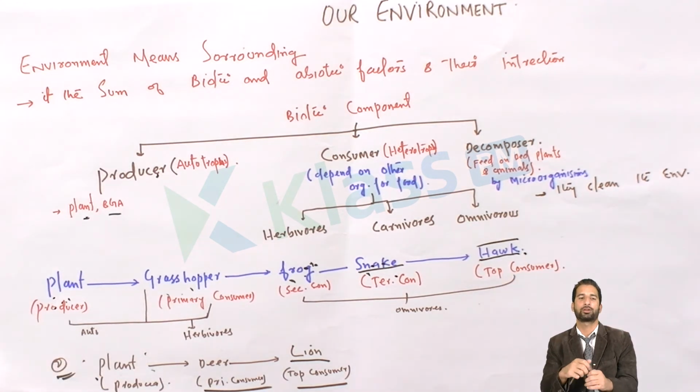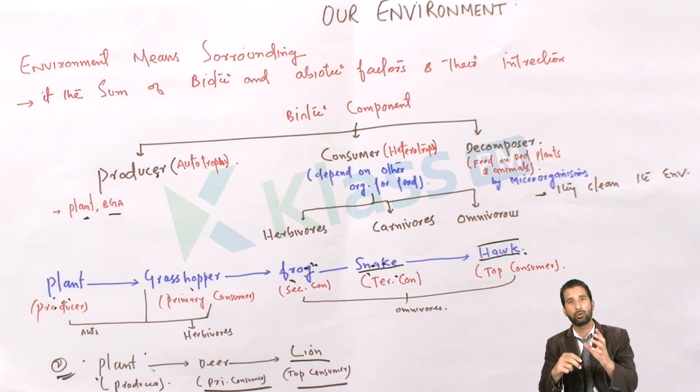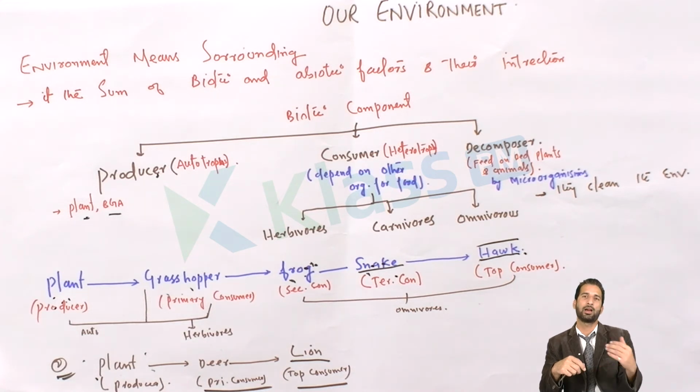What are decomposers? The decomposers are microorganisms such as fungi, bacteria, and worms. They are included in the decomposers. They feed upon dead plants and animals. When a plant is dead, when an animal is dead, they are buried in the soil, and within the soil they are being decomposed, they are being degraded, with the help of some microorganisms. The microorganisms act upon them and degrade them.